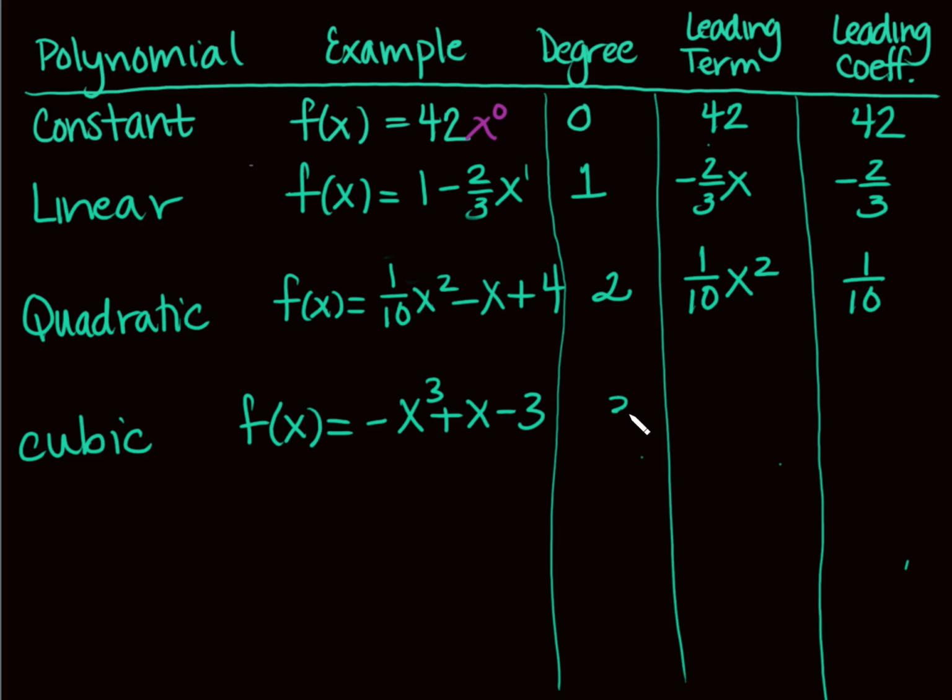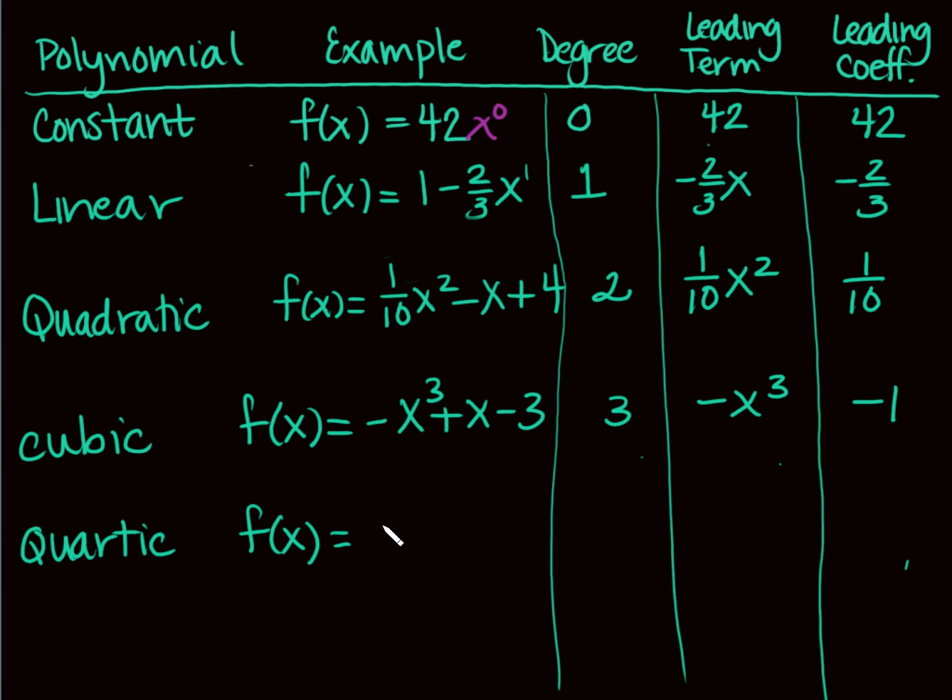So my degree is 3 for a cubic. My leading term in this case is a negative x cubed. And what is my leading coefficient? It'd be a negative 1. And then finally, we'll just do a quartic. Now, is there a limit on the degree? Nope, there is not. But when we start giving them names, I think there's a limit on the names. A quartic is the 4th degree.